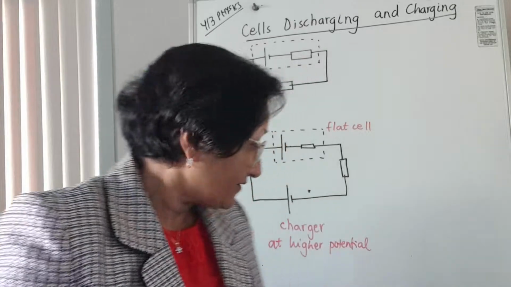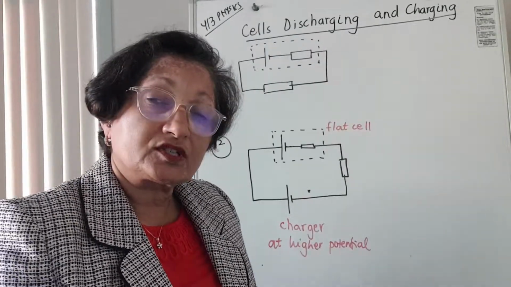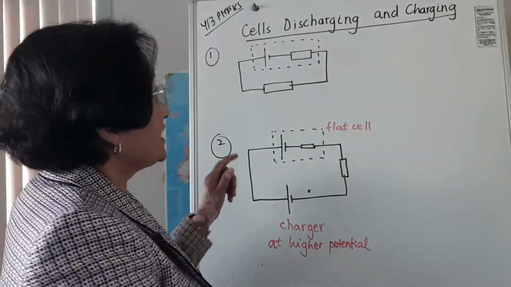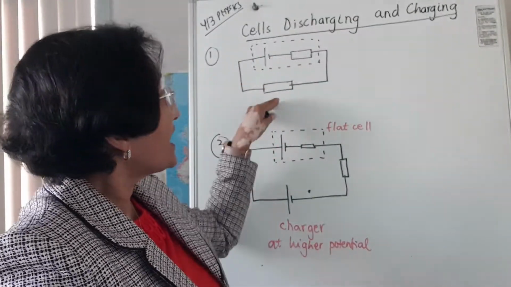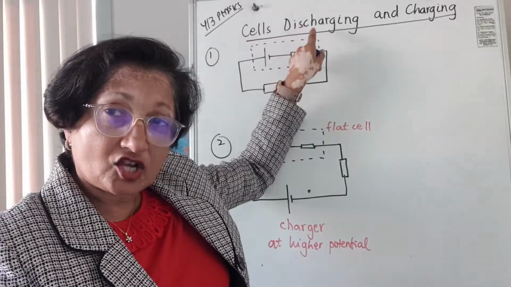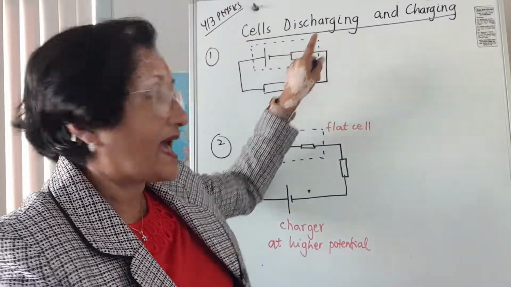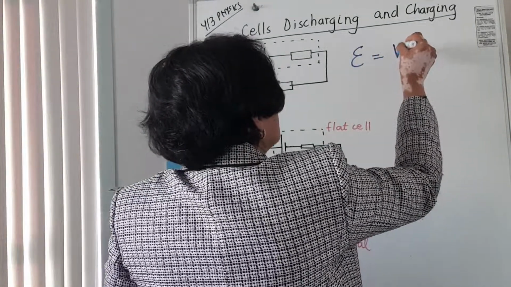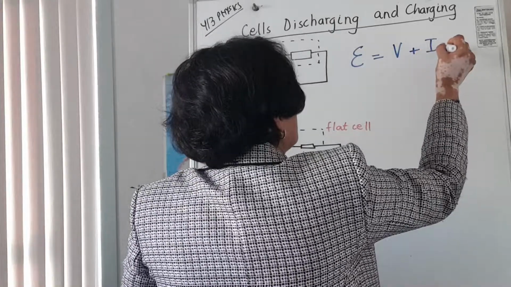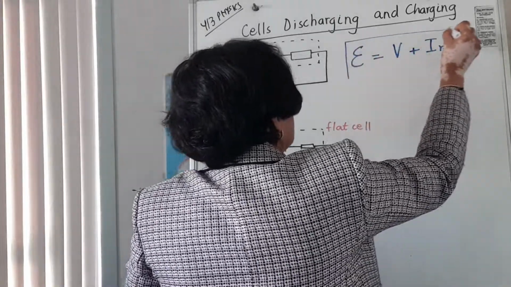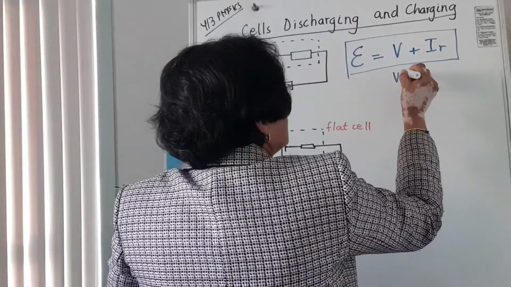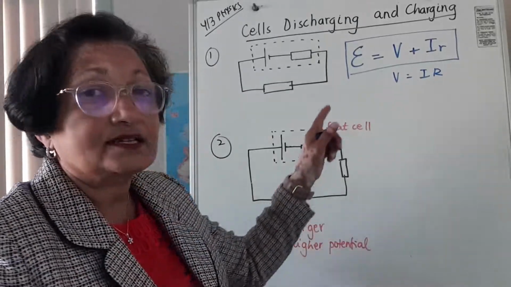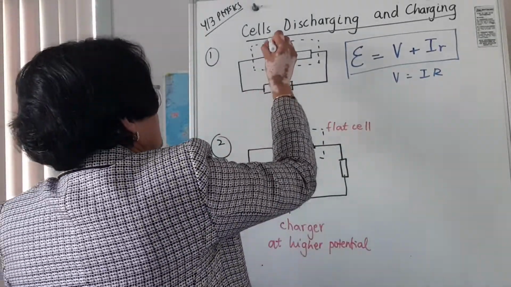We have the EMF of the cell, which is always greater than the terminal voltage. When a cell is supplying energy, we say that it is discharging, and the equation that we use is EMF is equal to terminal voltage plus the voltage drop across the internal resistance. Your terminal voltage V is equal to I times R, which is the circuit current times the resistance. Let me just label this diagram.